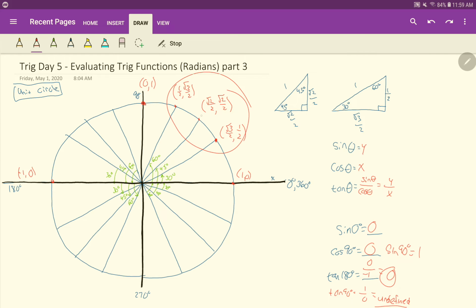Imagine reflecting these points over to these right here. For example, reflecting this point, it would reflect over to this point right here. But instead it would be a negative root 3 over 2 because we're going in the opposite direction to the left, but the y-coordinate will still be 1/2, right? Reflecting this point over, the x-coordinate, again, would be a negative root 2 over 2, but the y-coordinate will be root 2 over 2.